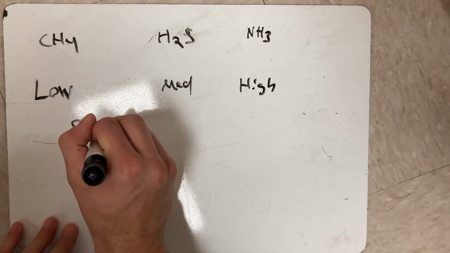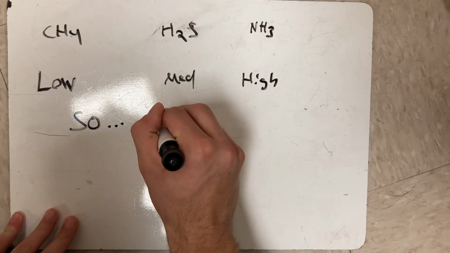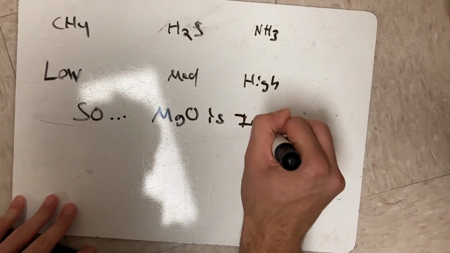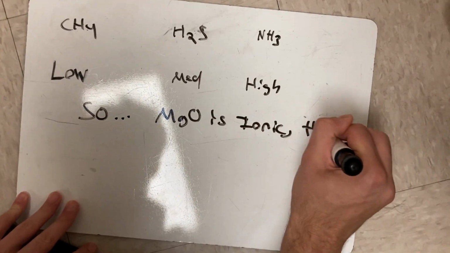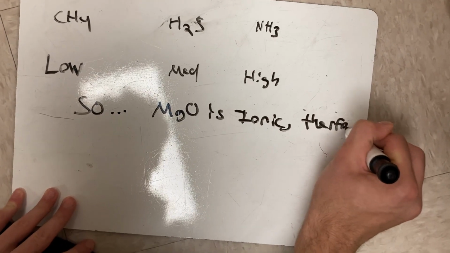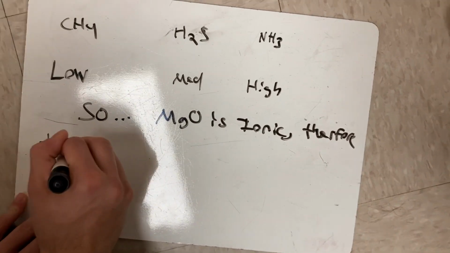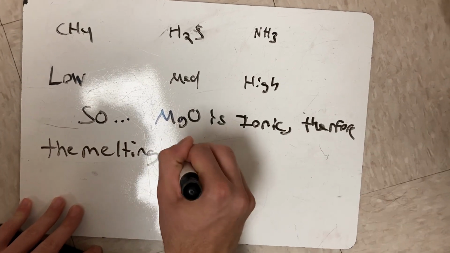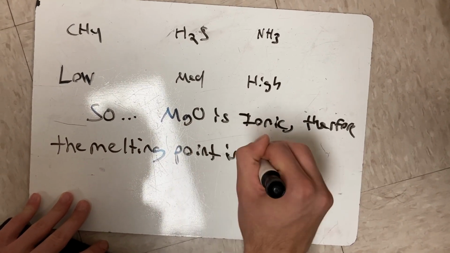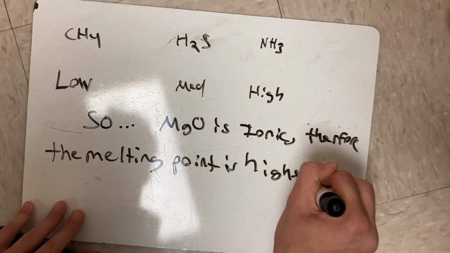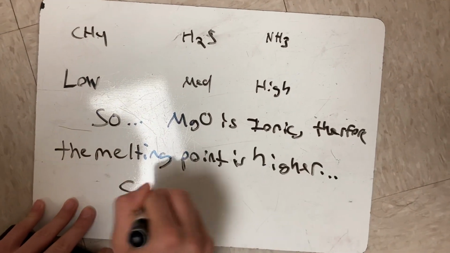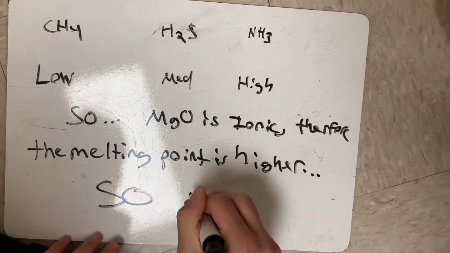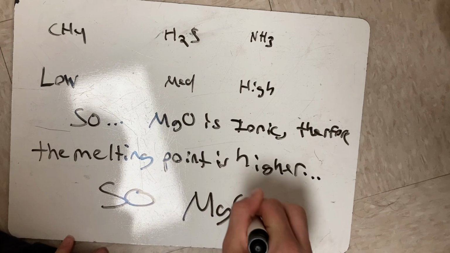So the next problem is about magnesium oxide and where it will fit in this structure of like which high, medium, low boiling point it will have. So it's ionic, which means that A, you can't draw a Lewis structure, and B, it will have a higher boiling point due to the ionic bond. So magnesium oxide is going to fall in the high boiling point, right next to NH3.